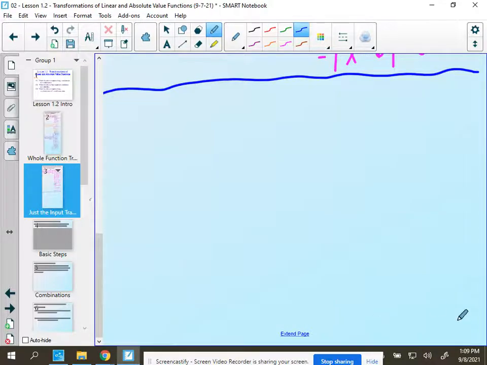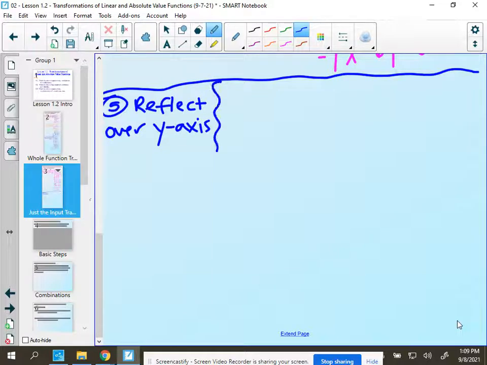Next one, let's go. We haven't even talked about this. This didn't come up in the previous lesson, but we could reflect over not the x-axis, but the y-axis. You could be directed to do that type of thing, which is fine. Okay, I'll show you how to do it. We're going to multiply. What's the rule say? The rule says to multiply, not the whole function, but just x by negative 1.